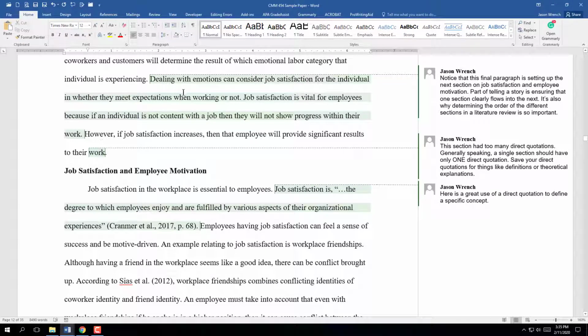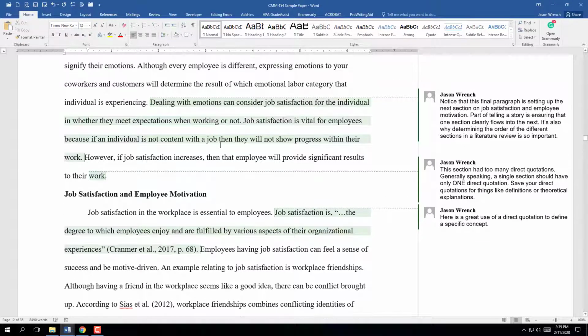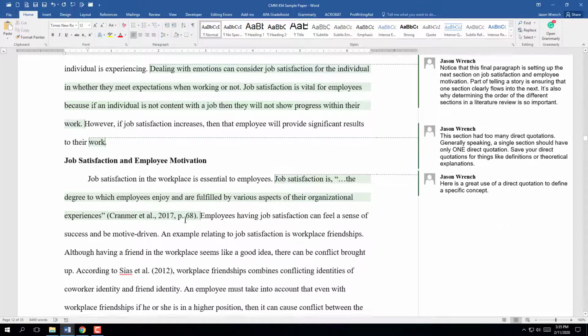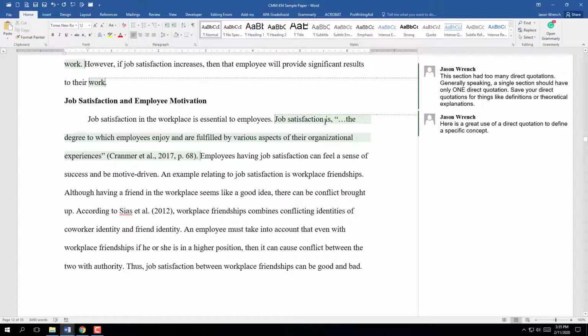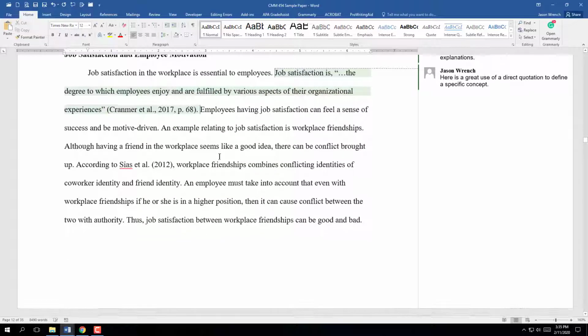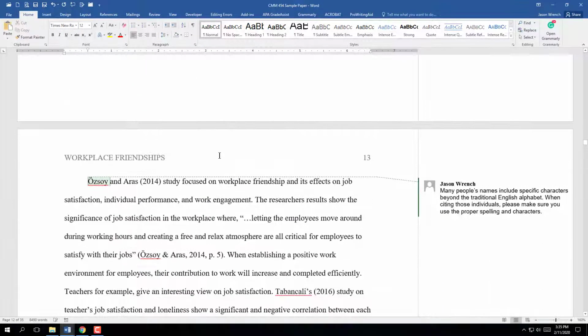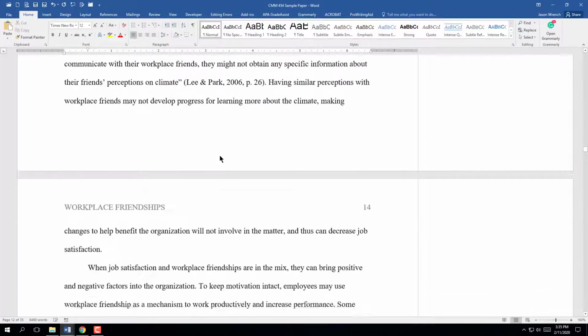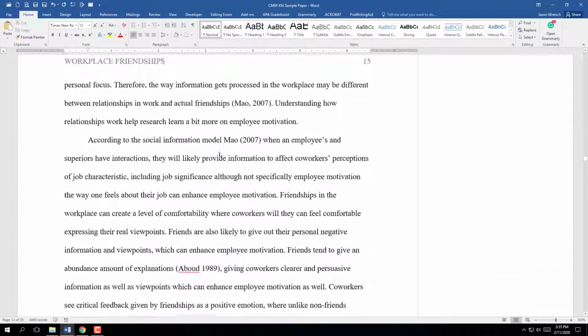This is another one where it is a good transition from that emotional labor section into the section on job satisfaction and employee motivation. And again, you're going to notice right here that they've included a direct quotation to define the term job satisfaction, which is a great use of a direct quotation. I'm going to scroll through because I want to get to the rationale section.